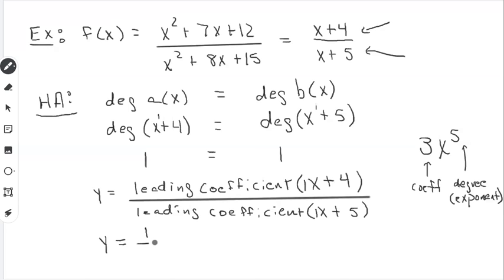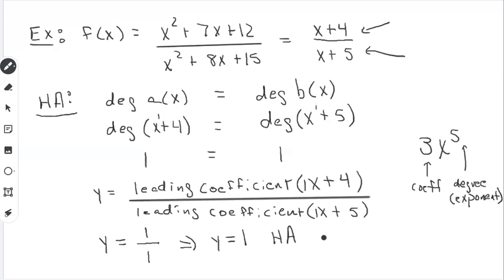So I'll put a 1 on the top. The leading coefficient of the bottom is also 1, right? And then 1 divided by 1 would just give you 1. So my answer is going to be y equals 1. That is my horizontal asymptote, right?